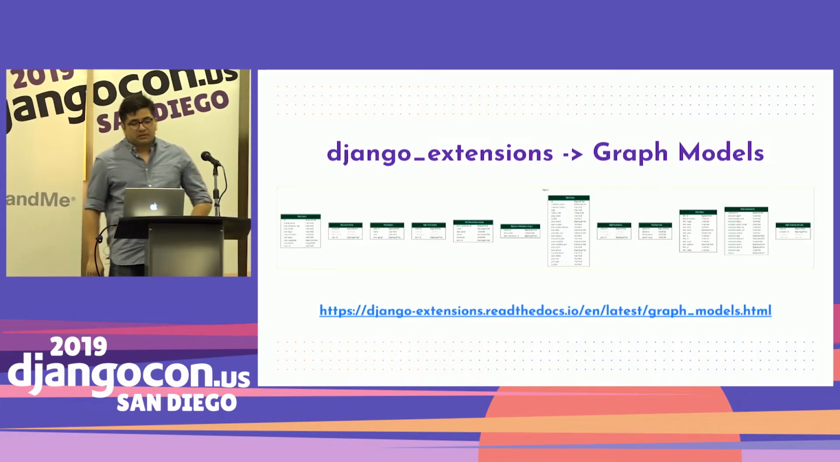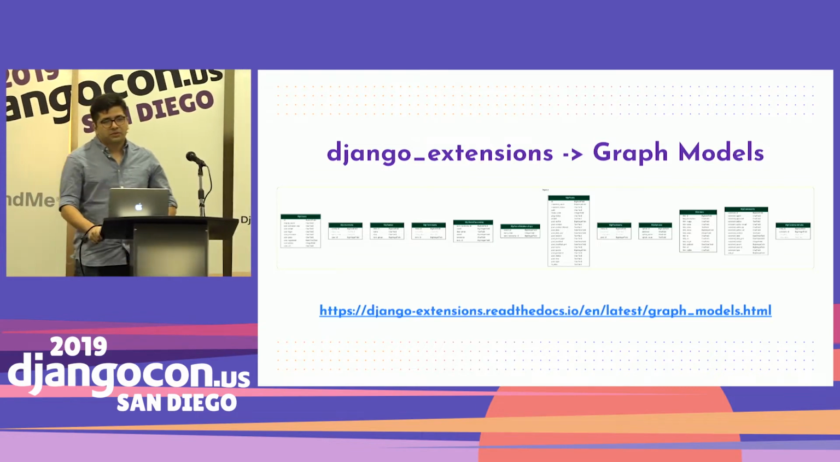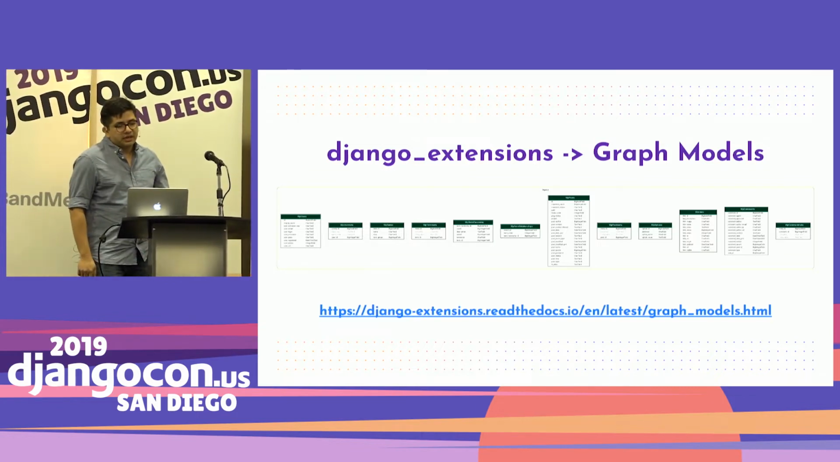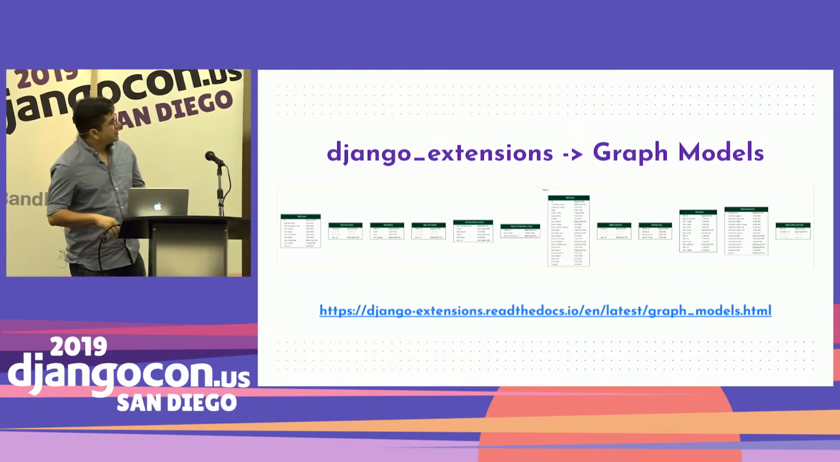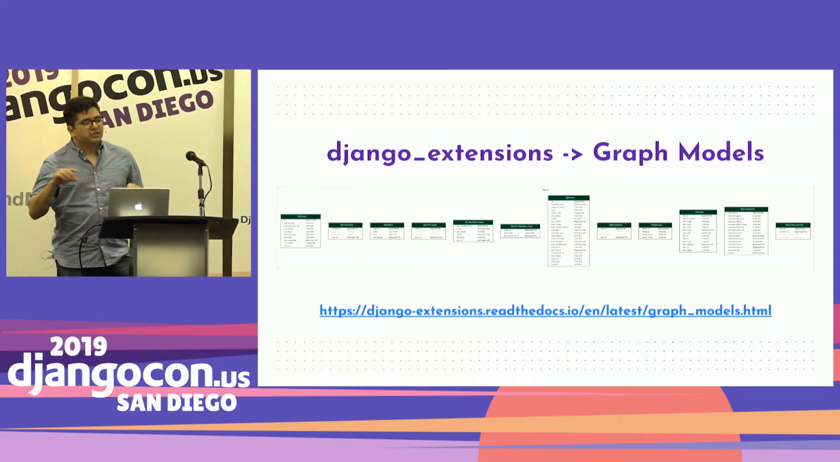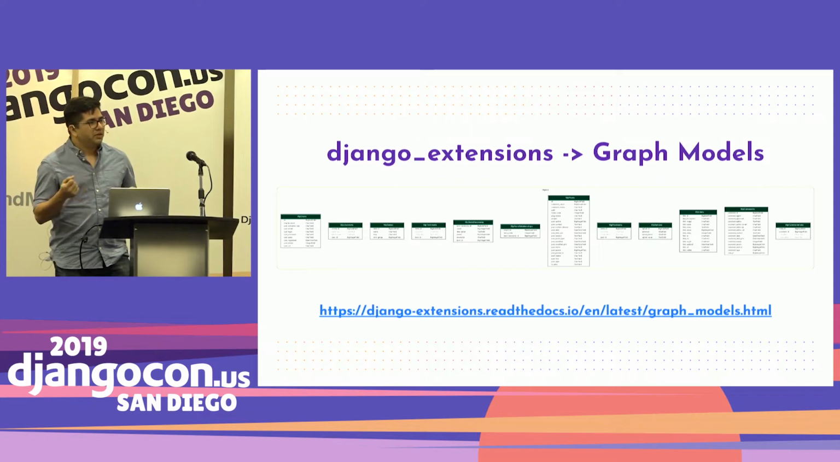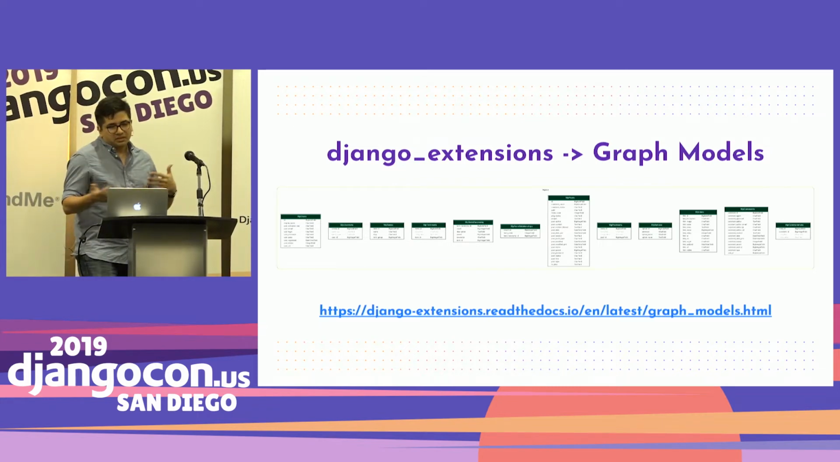But we have a third-party package called Django Extensions that has a function called graph_models, a management command that produces this beautiful relational schema in a picture. So you can print it out and have it with you as a cheat sheet. So you can have it always there.